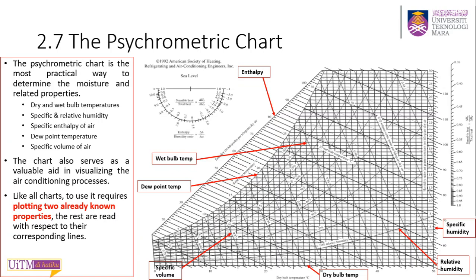from the chart. Another reminder is that the psychrometric chart is only for pressure of 1 atm. Only then can we use the psychrometric chart. 1 atm is equal to 101.325 kilopascal. Higher than 1 atm, lower than 1 atm, we cannot use the psychrometric chart. So that is the disadvantage of the psychrometric chart. We cannot simply use it. We have to look at the pressure, and it must be 1 atm.